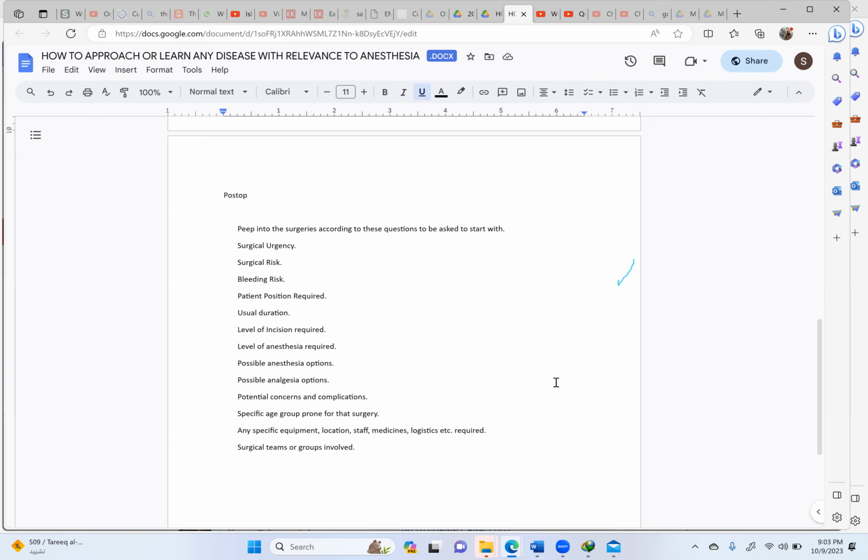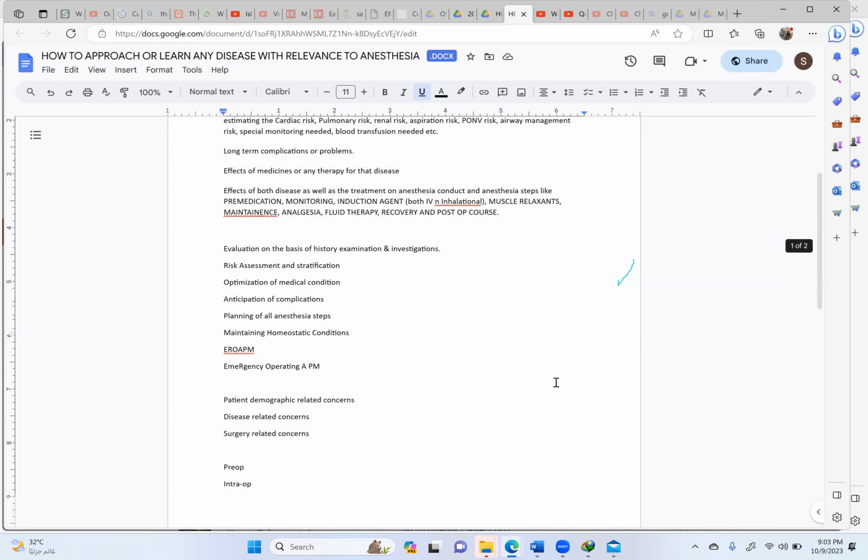For example, any patient having laser, so this is equipment and this is a hazard. Radiation, X-ray, there are so many things you can think of. Any surgery in which you have limited access to the patient is a problem, as the tube can be disconnected and so on. So these are the things you should be thinking about for the surgery.